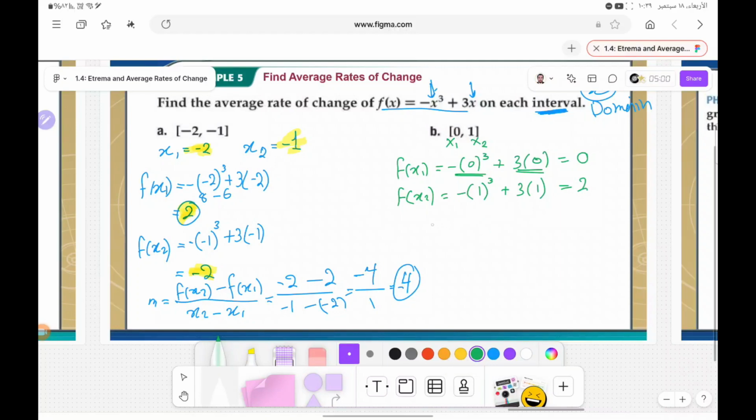Now let's write the slope: f of x2 minus f of x1, over x2 minus x1. So f of x2 is 2, minus 0, over x2, which is 1 minus 0. So the answer is equal to 2 over 1. So the slope is equal to 2. I hope you understand this.